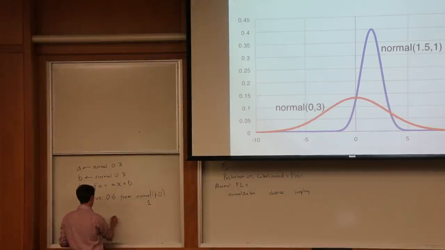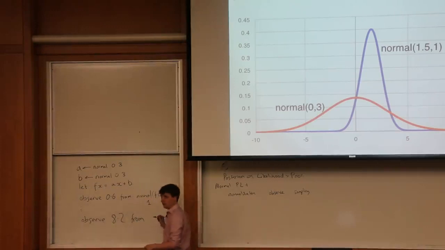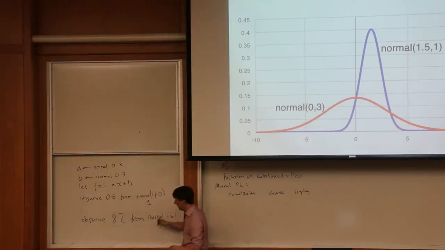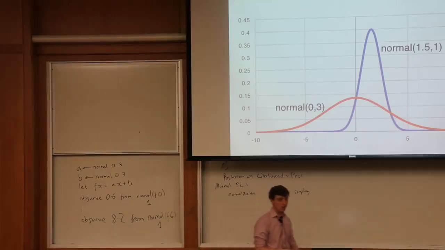Oh, is that 8.2? Is that right? Normal f6 and standard deviation. So I call f6 my mean of my normal distribution, and I observe the value of it.